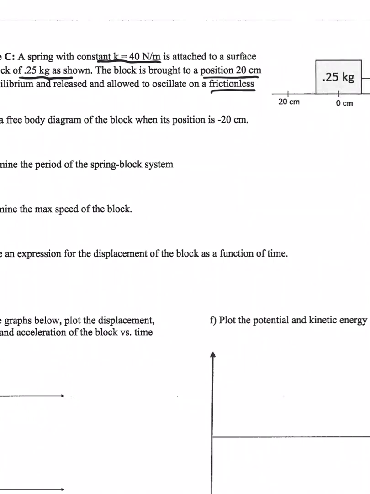There's no tension. So if we do the free body diagram, we have mg going this way. We have what going this way? The normal force. And then what's going back towards the equilibrium position? What do we call that? The thing that wants to make it go back towards equilibrium? Restoring force. So F sub S for spring force, right? F sub R for restoring force. It says determine the period of the spring-block system.